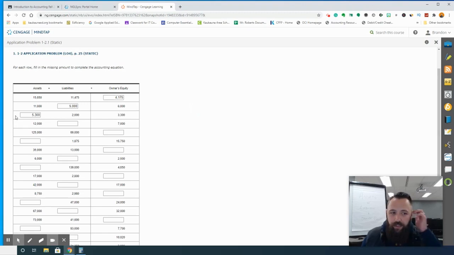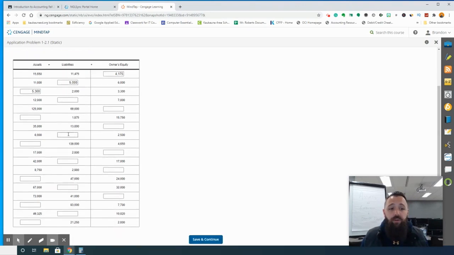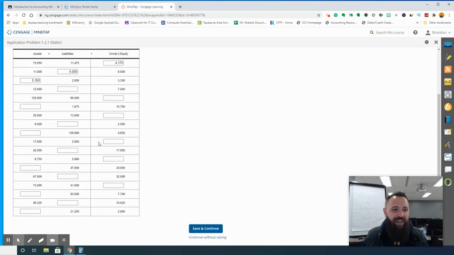How do we know the accounting equation is in balance? 11,000 does equal 5,000 plus 6,000. So I'm not going to go through all of these because I think you kind of get it. You've got to find the difference between them and ensure that the accounting equation is in balance. Hopefully after doing this problem, you look at it and you go, okay, I get it. Assets equals liabilities plus owner's equity. And it's drilled into your brain.